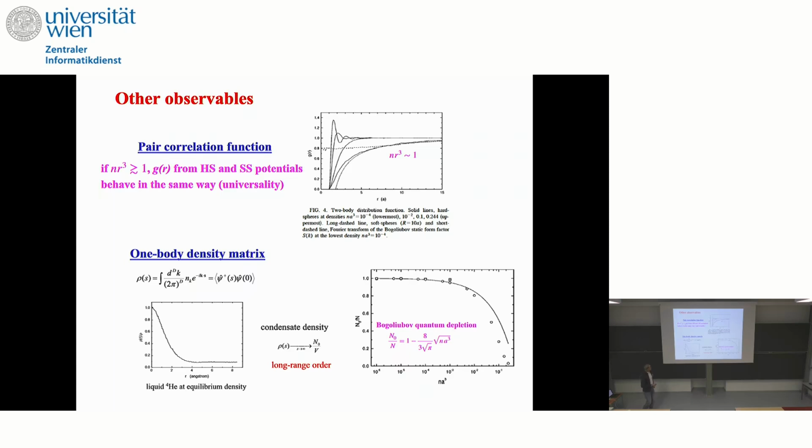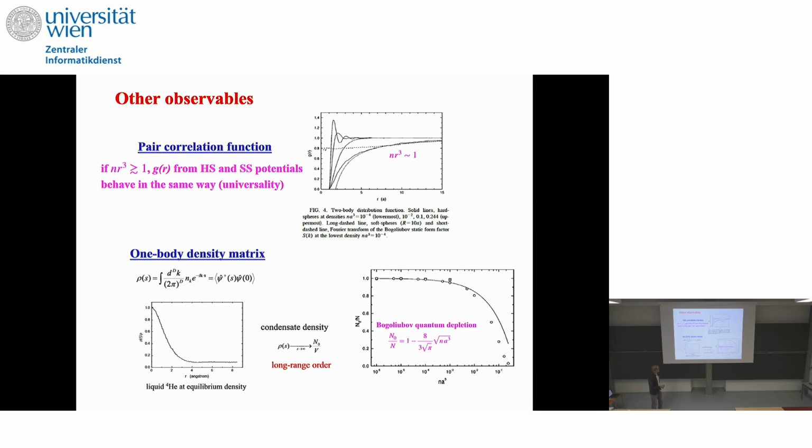One can also calculate other observables like the pair correlation function. This is the probability of finding two particles at some distance r. Here we see what happens for hard spheres for different values of na cubed. Of course, if na cubed becomes large, like 10 to the minus 1, you start seeing shell effects. The particles aggregate into shells. You are moving towards the solid. In the regime of dilute gas, na cubed of 10 to the minus 4, here we have a clear picture of what universality means.